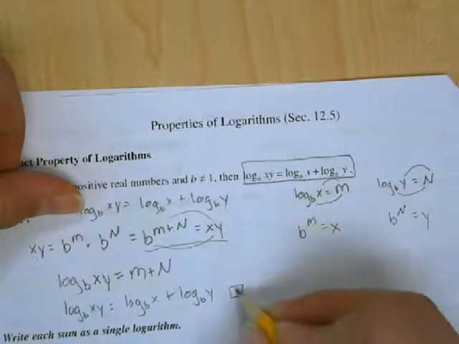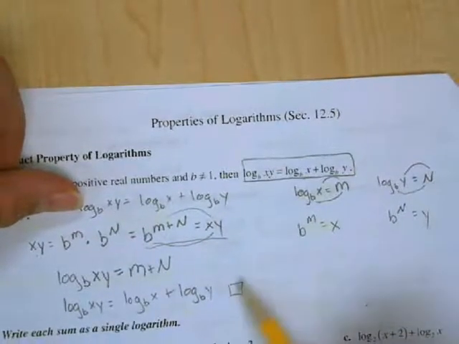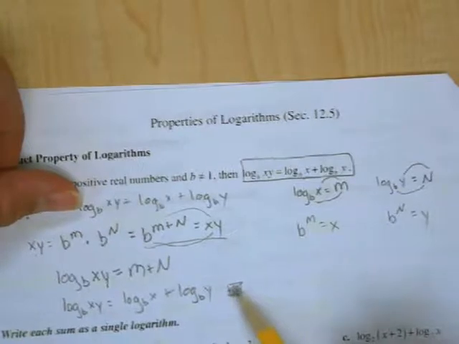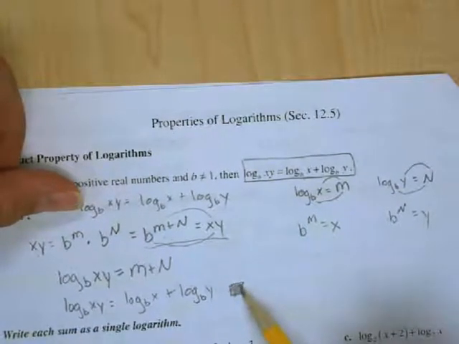Some professors use like a little square. Sometimes they fill it in to show the end of a proof. You may see that as you move on to college, so I just wanted to give that a little exposure to you.